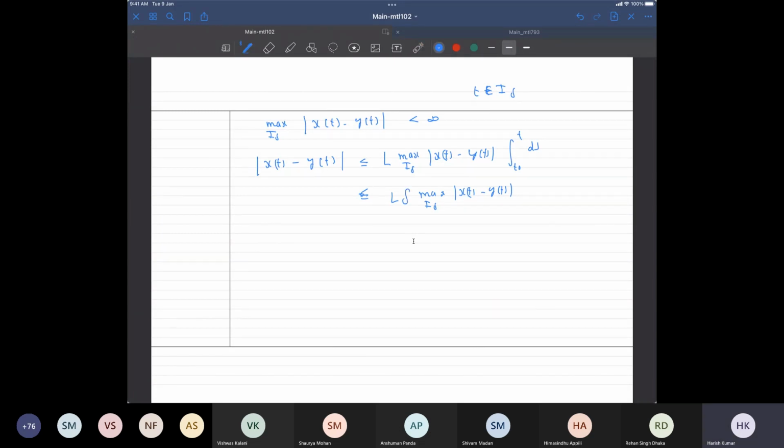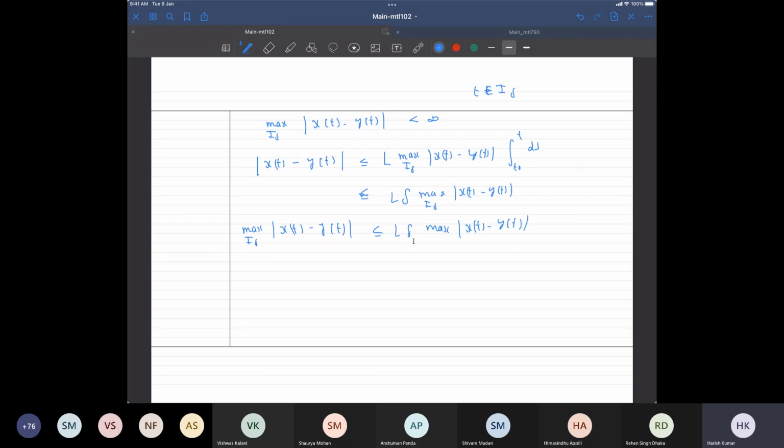All right. So now note that this side is independent of t. This is a constant, this is some number, and this depends on t. But because this holds for all t in I delta, I can take the maximum this side also. So this is less than or equal to L delta times the maximum of |x(t) minus y(t)|. So this is what we have.